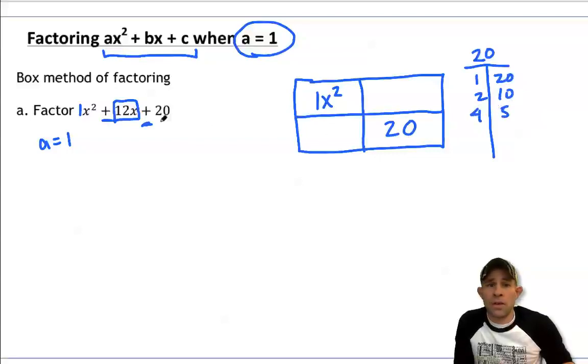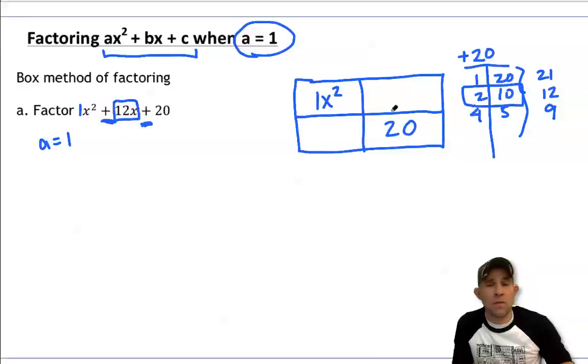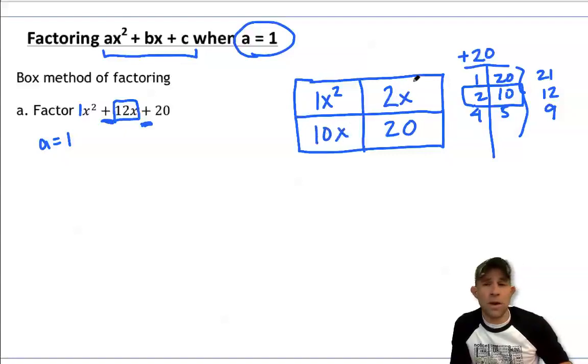All right, now keep in mind I'm looking for factors of positive 20 that have to add to give me positive 12. All right, so as I look across here, I see that this would add to give me 21. Here's my 12, and these would add to give me 9. So 2 and 10 are the two numbers that I'm going to fill in here for my other two boxes. So this becomes 2x, and this becomes 10x. And it doesn't matter which box you choose for those two factors.